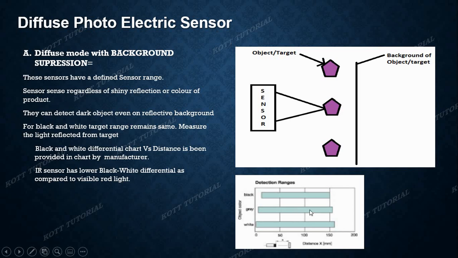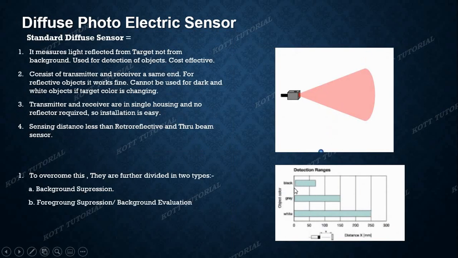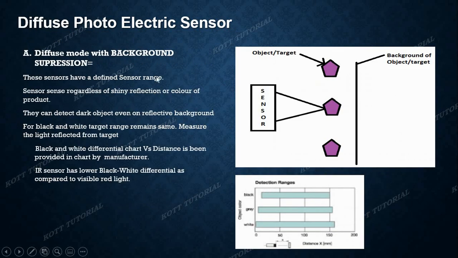See, in the earlier graph we have seen, for the same sensor, if we are having a black product, it can detect up to a range of say 75 mm, and for a white product it can sense at a range of 50 mm. But in this background suppression diffuse photoelectric sensor, we can find that for black color, white color and gray color, there is not much difference in the detection range. Only a very minor difference.